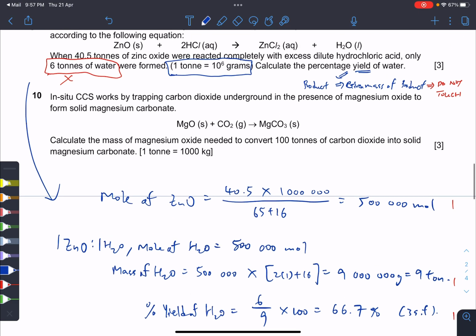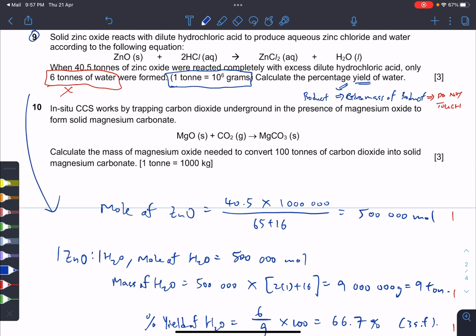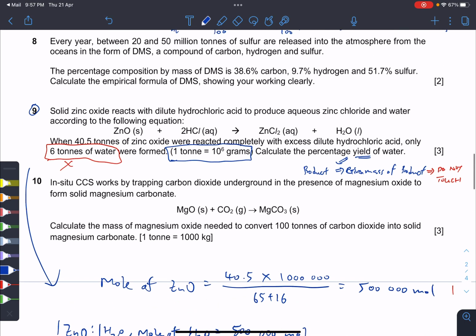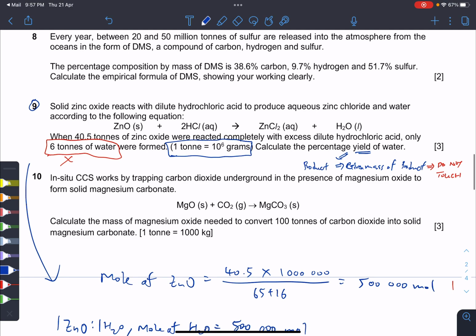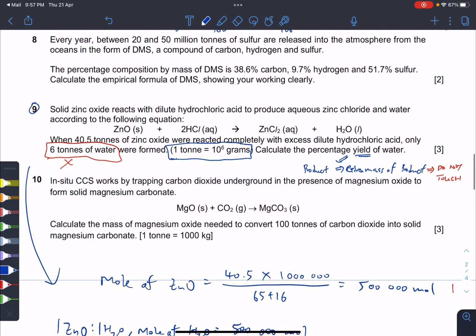Cool. Again, you can pause the question if you need to digest. After you're done, feel free to try question 10 and question 8. Alright? Yep, I think that's about it.